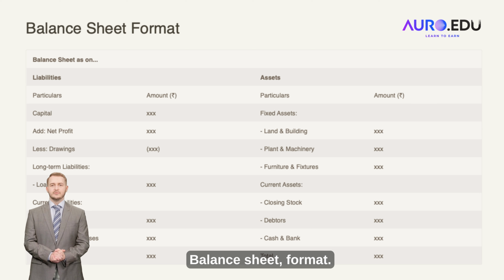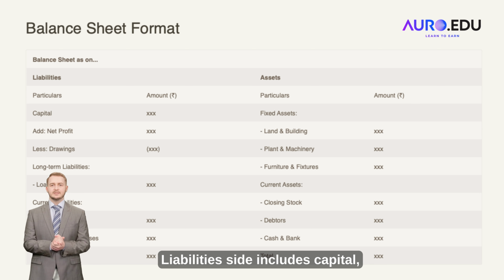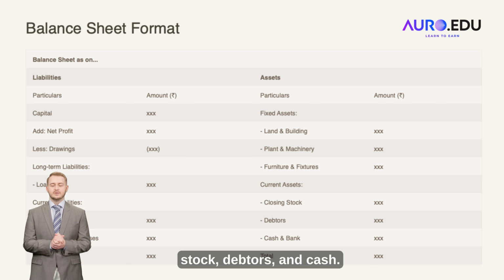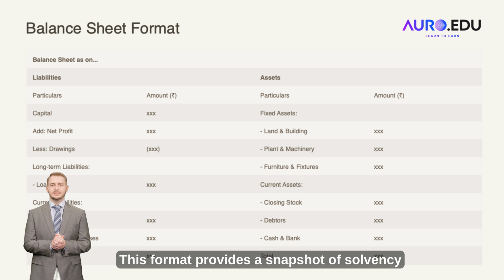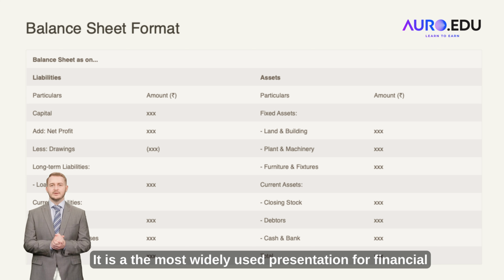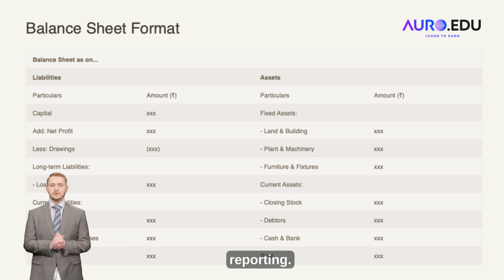Balance sheet format. This slide shows the actual structure. Liabilities side includes capital, profits, loans, and payables. Assets side includes land, buildings, machinery, stock, debtors, and cash. Both sides must total the same. This format provides a snapshot of solvency and liquidity. It is the most widely used presentation for financial reporting.